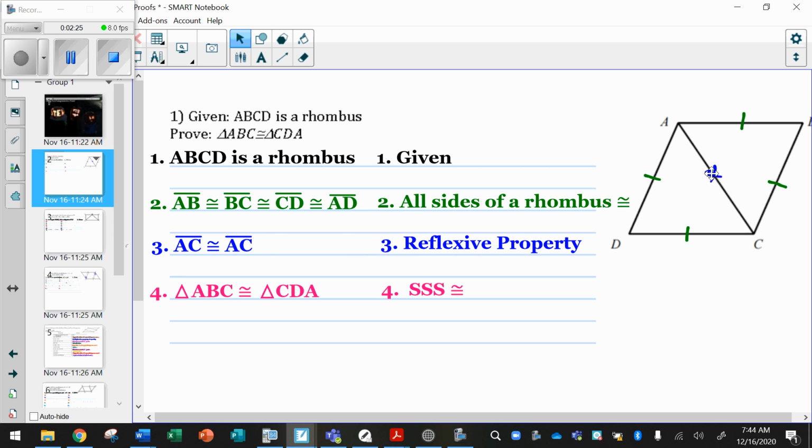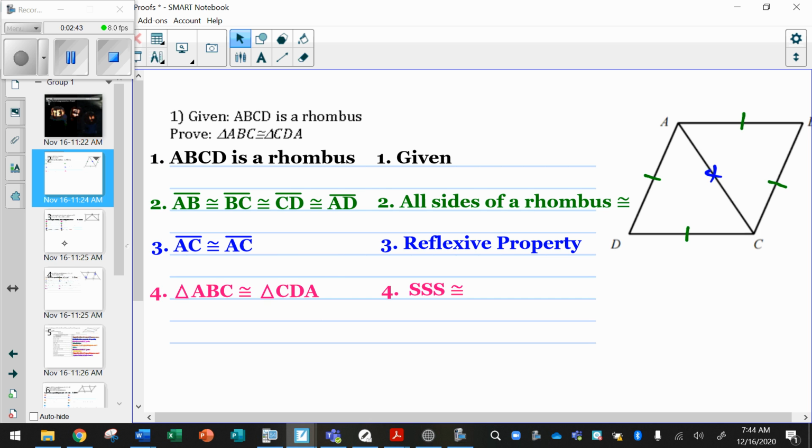As long as you say all sides of a rhombus congruent, opposite angles of a rhombus congruent, opposite sides of a rhombus parallel, make sure you say in your reason that because it's a rhombus, this statement is true.